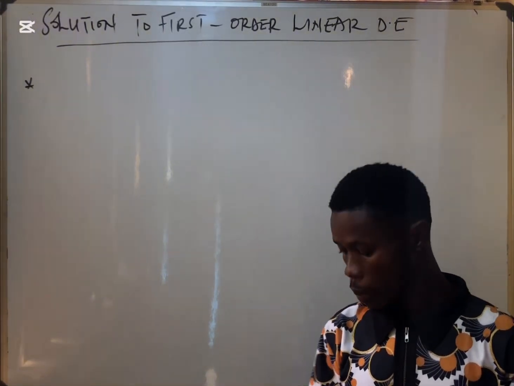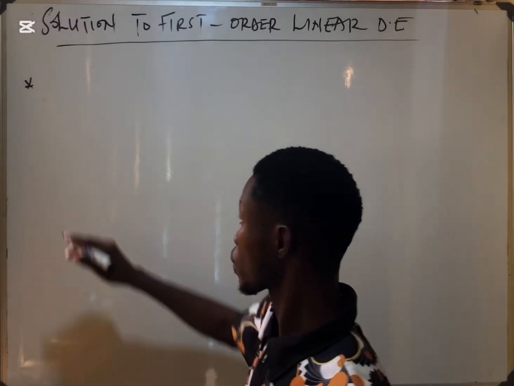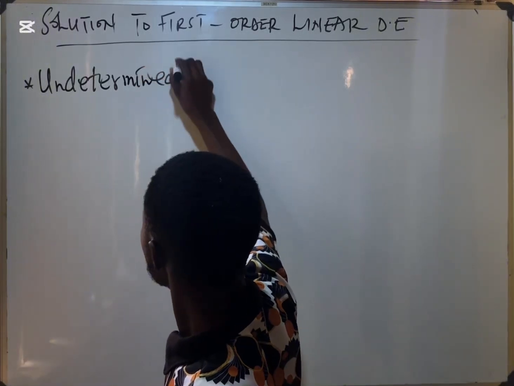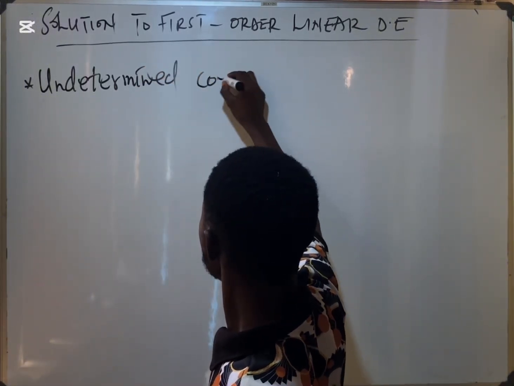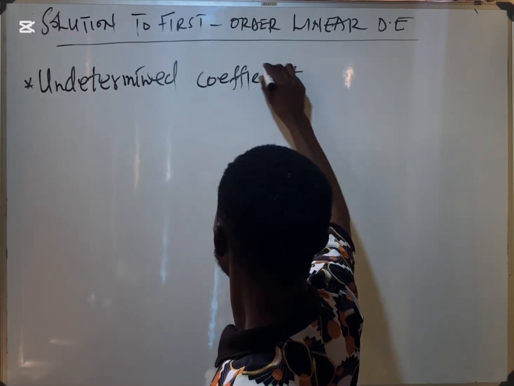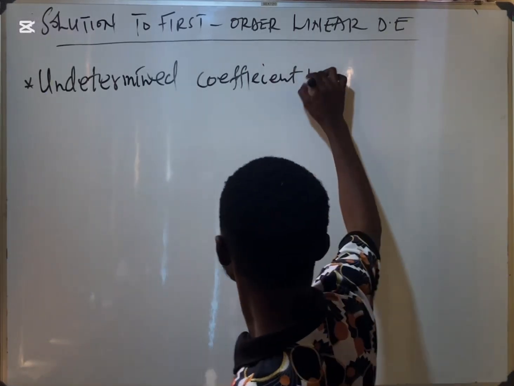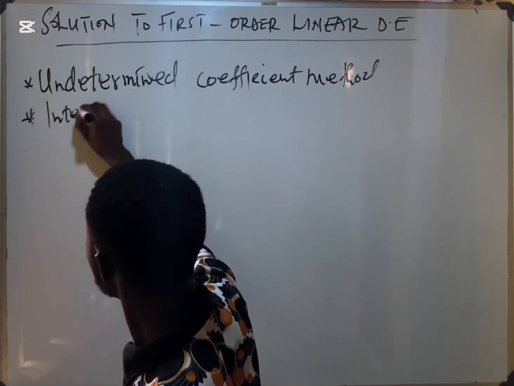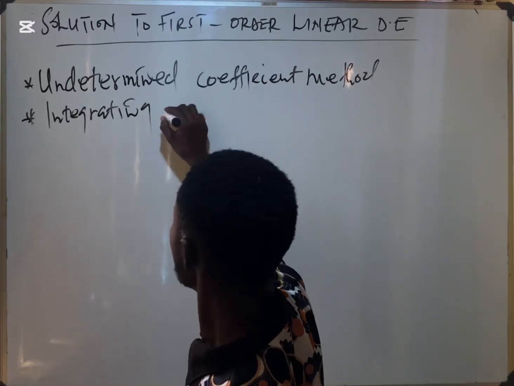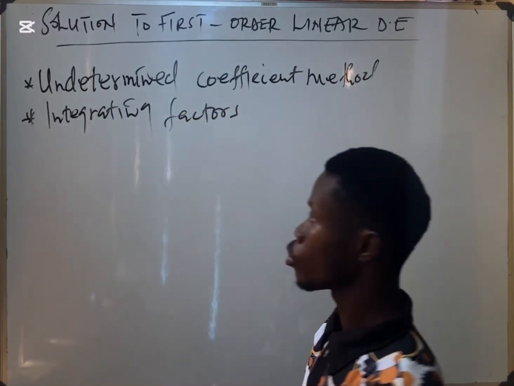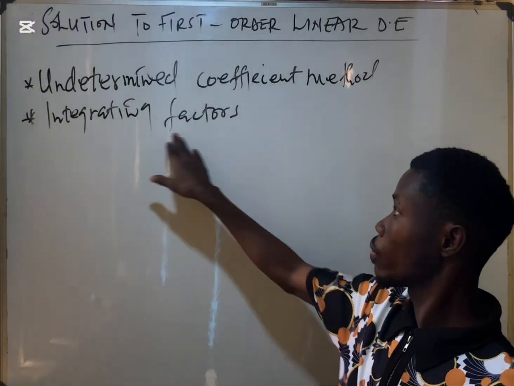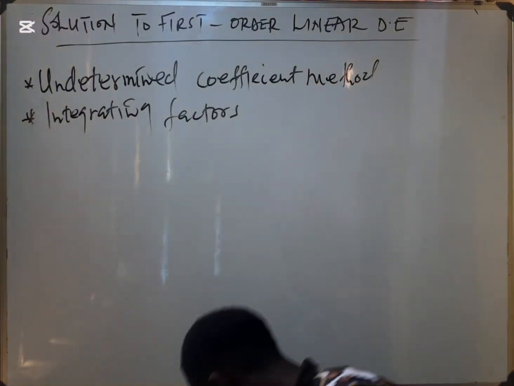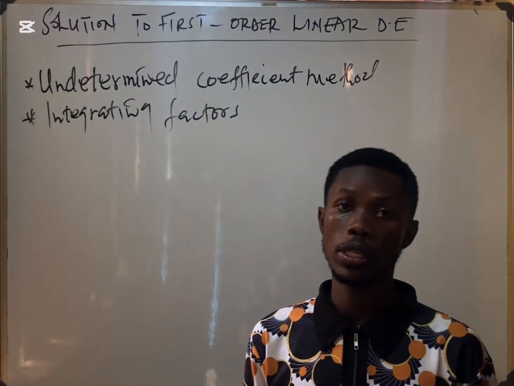We can use the undetermined coefficients method. You can also use the integrating factors method to do it. And you are familiar with the integrating factors. Then the undetermined coefficients method, or some people also call it the method of undetermined coefficients. They are the same thing.